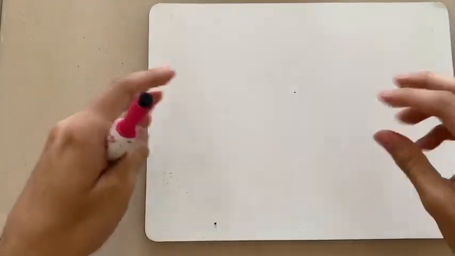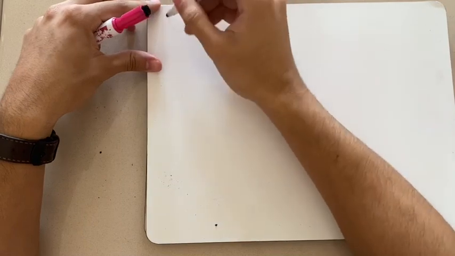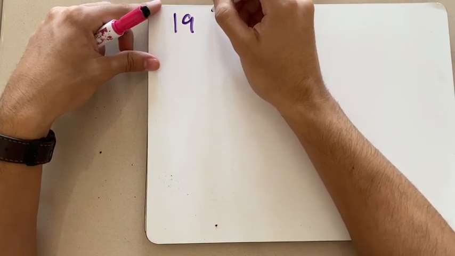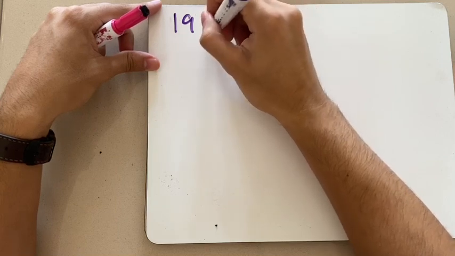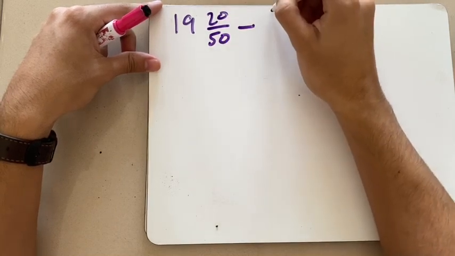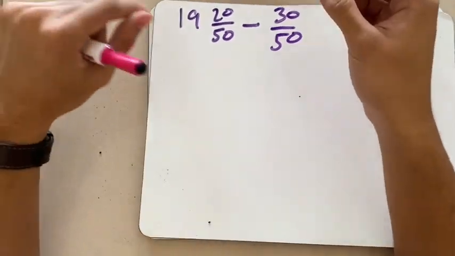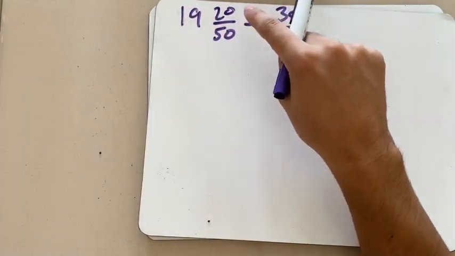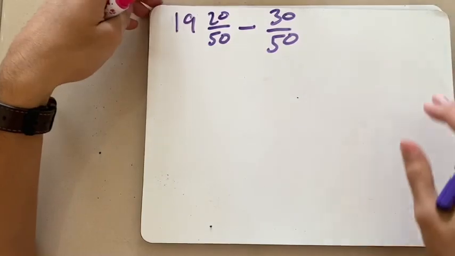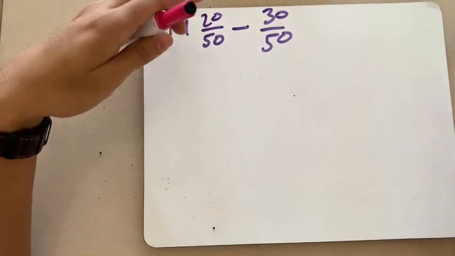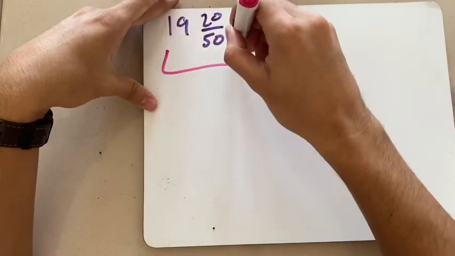All right, so let's say that I have 19 and then 20 over 50 minus 30 over 50. Can we subtract these two? Can we subtract 20 from 30? No, we cannot. So we're going to have to use a number bond, and we're going to have to break this fraction apart, okay?